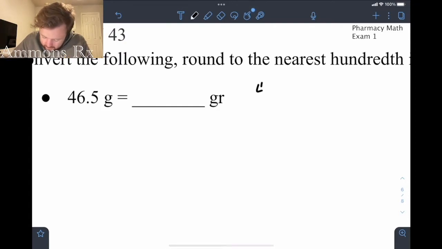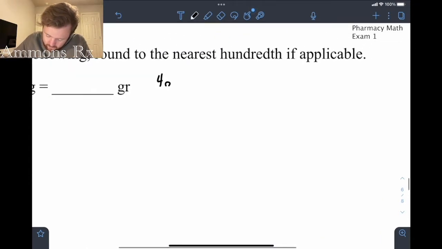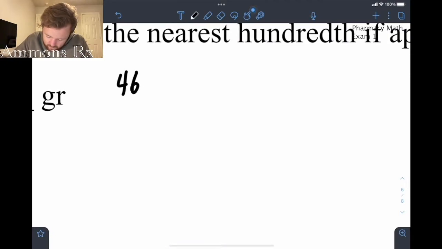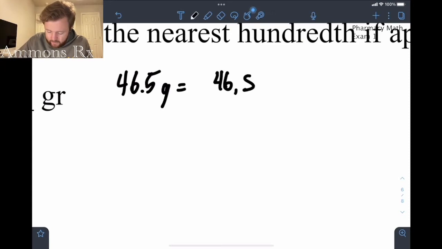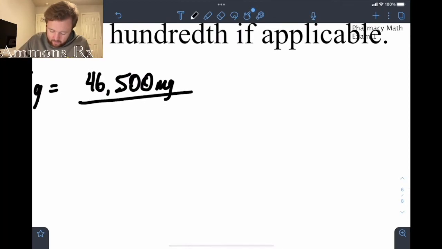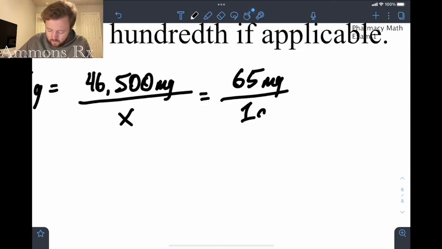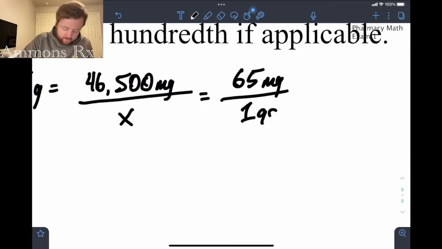46.5 grams is equal to, I'm just going to go ahead and do it on paper because I'm going to do grams to milligrams and then milligrams to grains. So grams to milligrams, just multiply by 1,000. That is 46,500 milligrams. And then I'm going to set up a proportion. So divide that by 65.